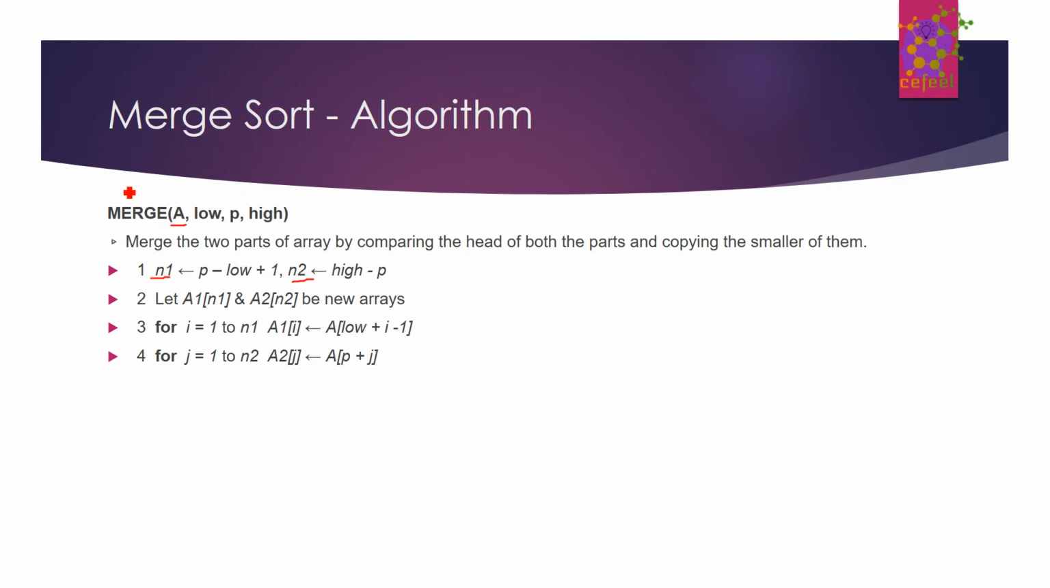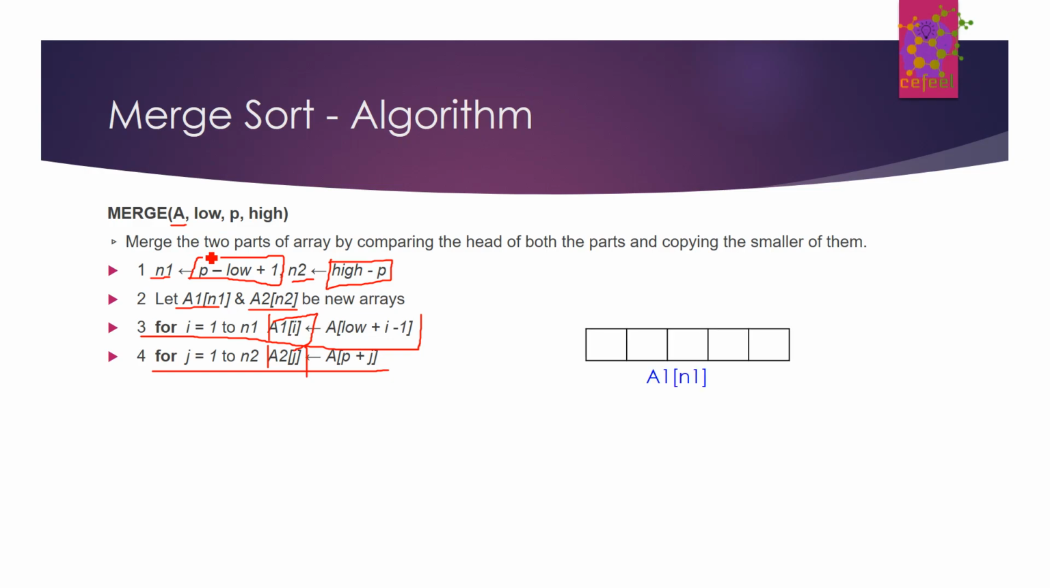Now n1 is the size of the leftmost array, which is p minus low plus 1. N2 is the size of the rightmost array. Then it initializes two arrays, A1 and A2, which are two temporary spaces, and it copies the elements from the original array from the start to the midpoint to A1, and it copies all the elements from the array A, the second half of the array, to A2. So this is the first step. Now this is why additional space is needed.